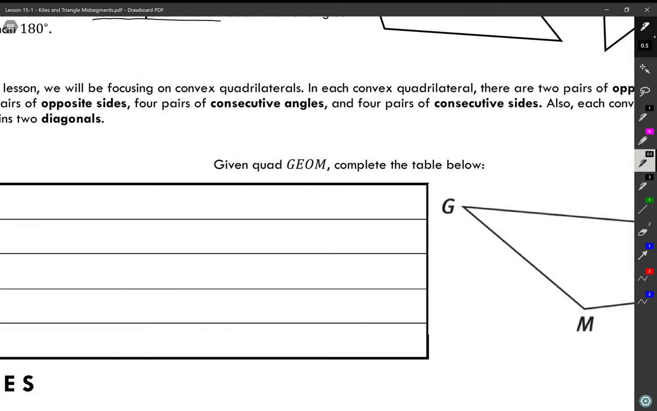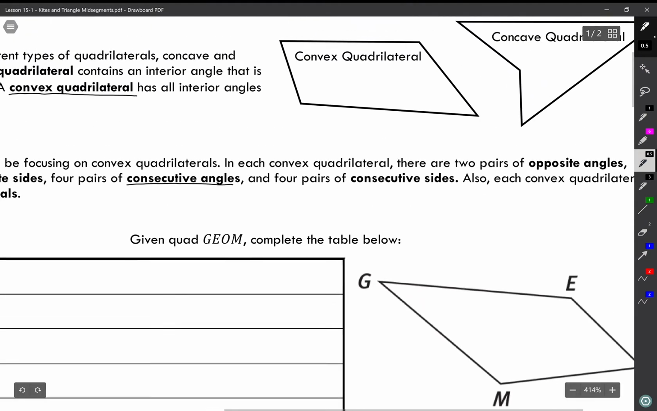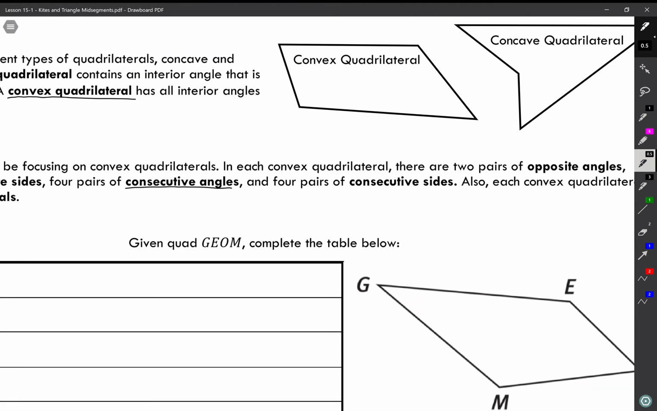So when I say consecutive angles, I mean they're right next to each other. If you look at our convex quadrilateral, say angles 1 and 2 right here would be what we call consecutive angles. Angles 1 and 3 up here would be what we call opposite angles because they're opposite the shape from each other.